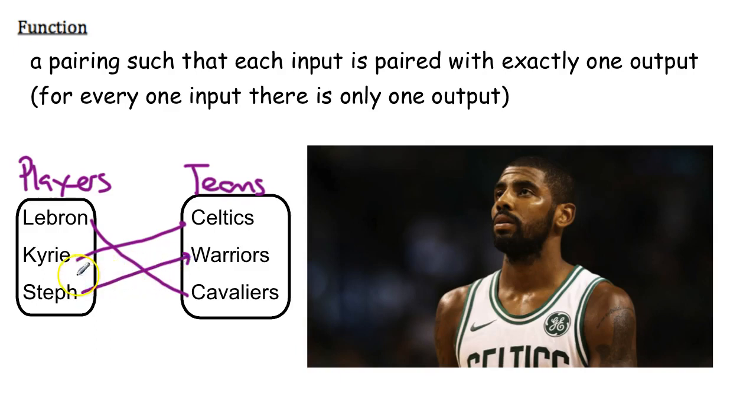Alright, so this is a function. We have the inputs right here and the outputs over here. And for every one input, there's only one output. LeBron only plays for the Cavaliers. Kyrie only plays for the Celtics. And Steph only plays for the Warriors. So this right here, this would be a function.